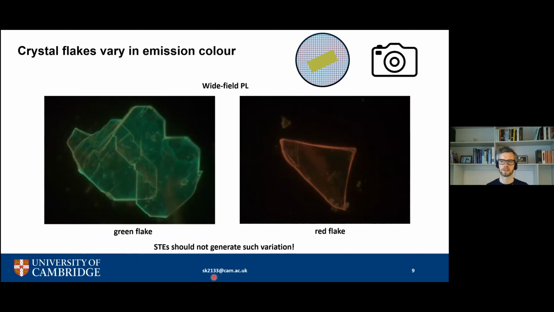And now these are the extreme candidates. There were also a lot of them in the middle, of course, that were more or less orange, but there was a flake-to-flake difference. And as I just said, self-trapped excitons should not show such a variation.